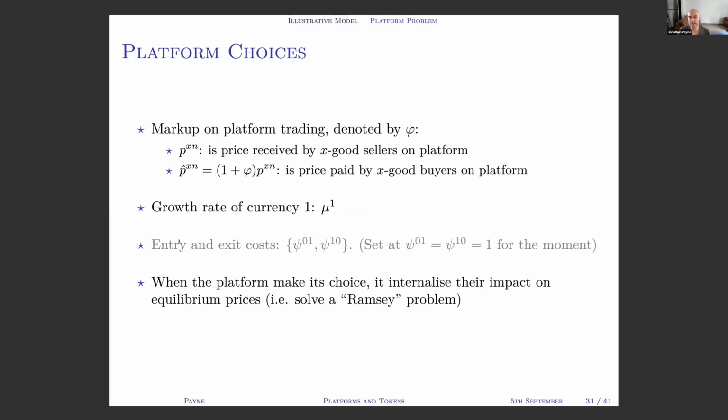I'm going to start by thinking about the case where they impose exit and entry cost of 1. So you can only use the platform currency on your platform. It's like you're really restricting it, right? And when the platform makes this choice, it's going to internalize the impact on equilibrium prices. So we're going to get something that looks like a Ramsey problem, where the platform is choosing these particular instruments to try to maximize, in this case, its profit over time.